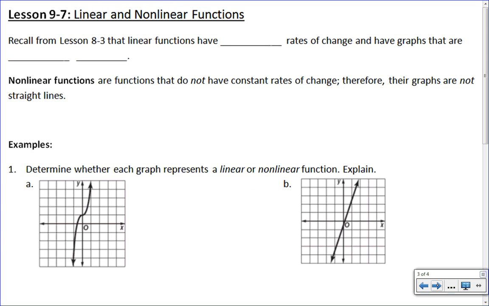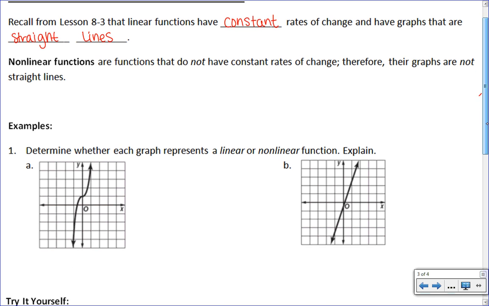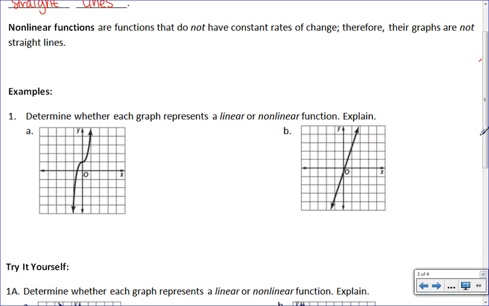Okay, let's take a look at lesson 9.7, linear and nonlinear functions. So recall from lesson 8.3 that linear functions have constant rates of change and have graphs that are straight lines. So then it should make sense that non-linear functions are functions that do not have constant rates of change, therefore their graphs are not straight lines. So this is one way that you can identify something that is non-linear. The graph is not a straight line, it is non-linear.